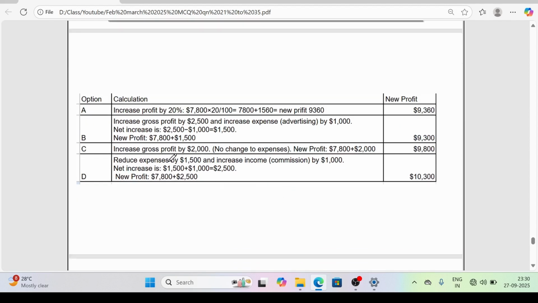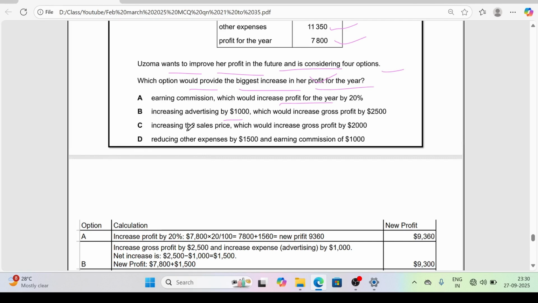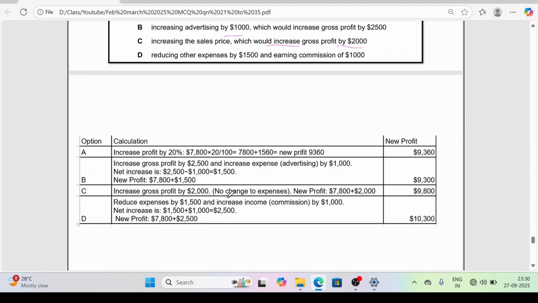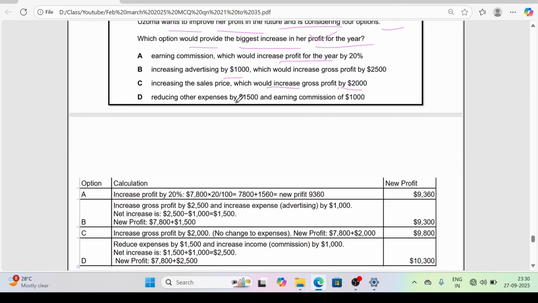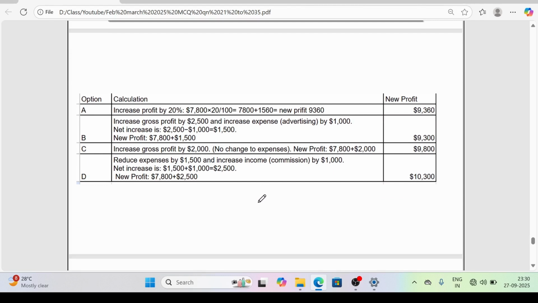Then option C, increase gross profit by 2000. Is it correct? Yes, increase 2000, no change to expenses. Increase gross profit by 2000, no change to expenses. So 7800 plus 2000, 9800.